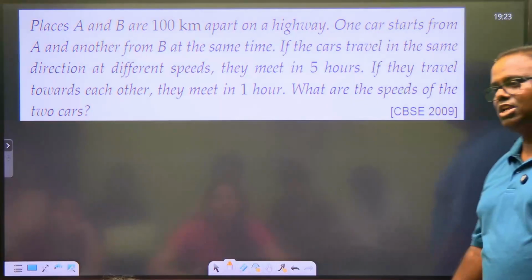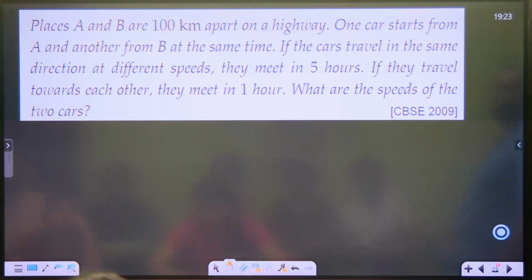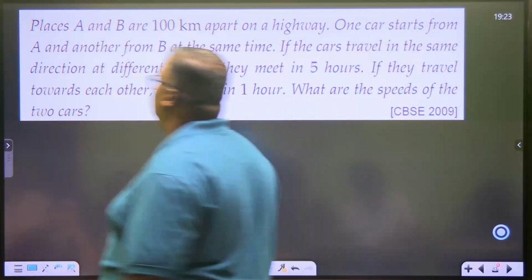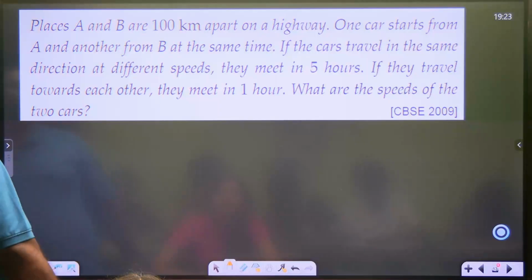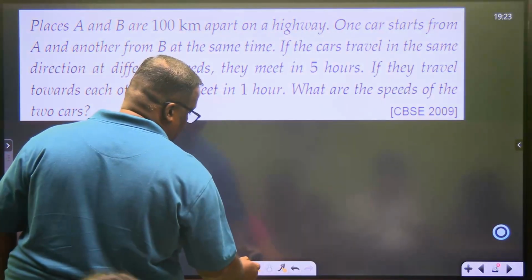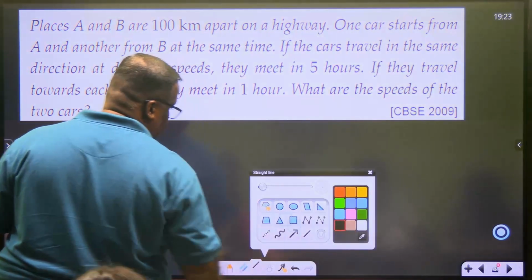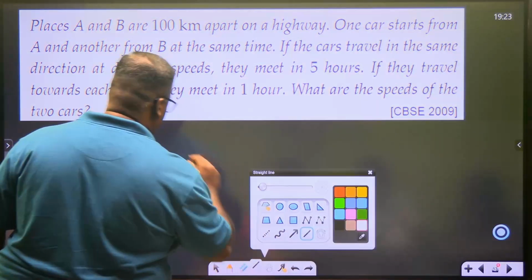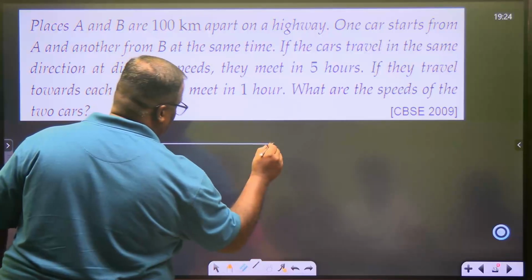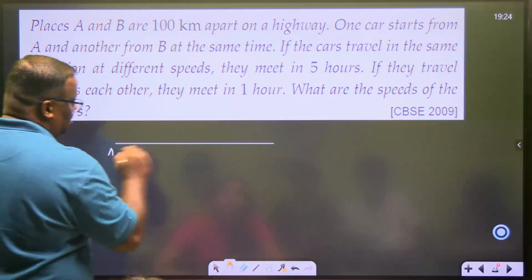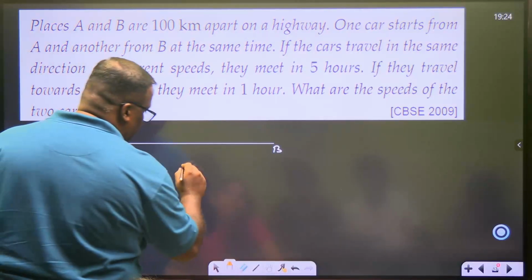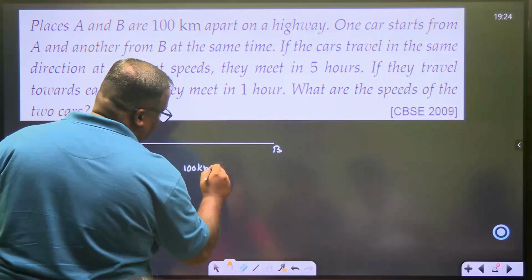Now these are distance type problems. This is a very interesting problem. This problem you cannot do without making the diagram. Let us see what the problem says. First, the diagram is important. Places A and B are on a highway. This is A and this is B. The difference between A and B is 100 kilometers apart. This is a very stylish problem, okay?